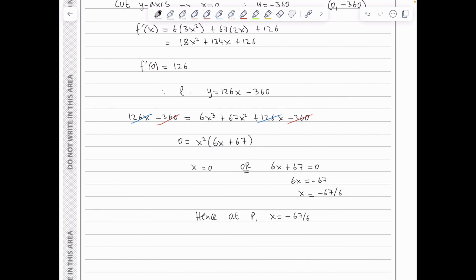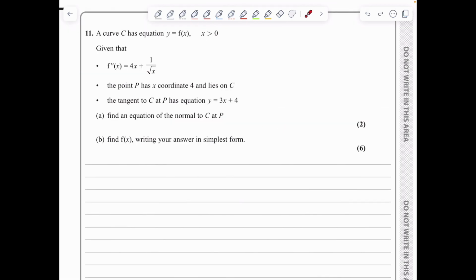In question 11, we've got the curve y is f of x. We've got the second derivative of f of x. We are being told that the point P has x coordinate 4 and lies on C, and the tangent to C at P has equation y is 3x plus 4, and we need to find an equation of the normal to C at P. Well, we know that the point P lies on the curve but also on the tangent, so it must satisfy this equation here.